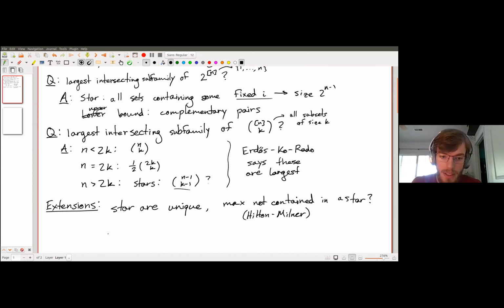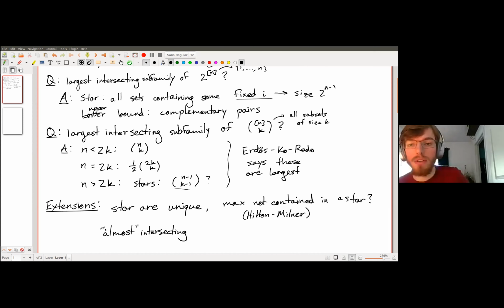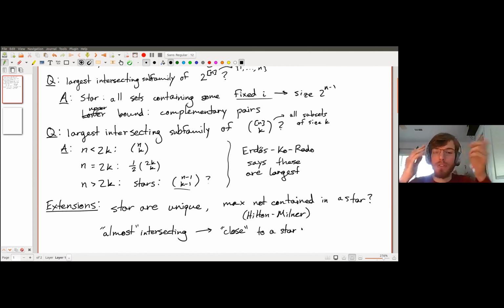Another interesting, more modern extension is this: say I know that my family is almost intersecting, meaning there are few pairs of sets in my family that are disjoint from each other. Then that implies my family is close to a star, in the sense that the symmetric difference between my family and some star is small. This is a theorem from the past, I don't know, 7 years, from Dawson Tron.